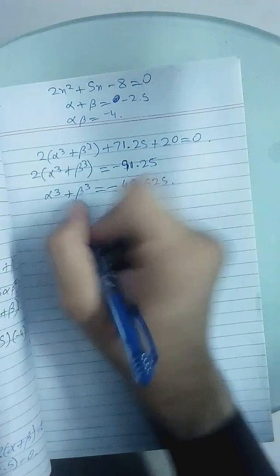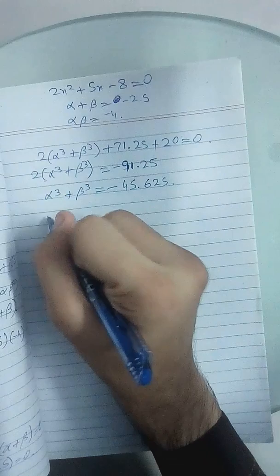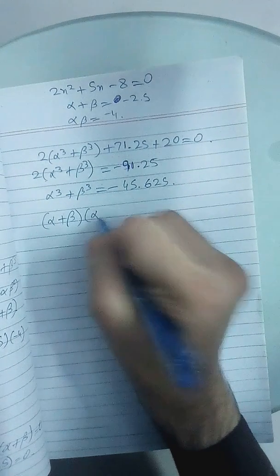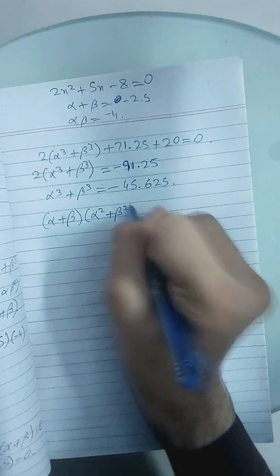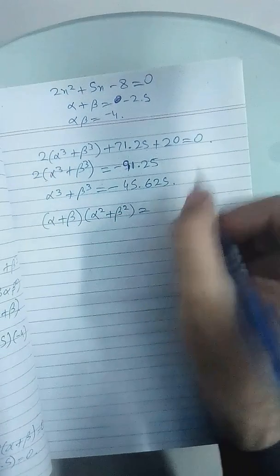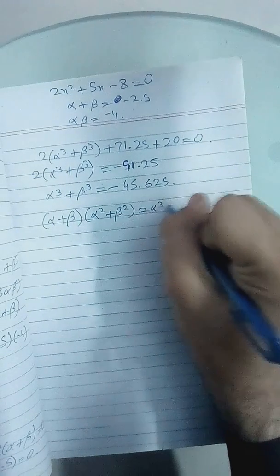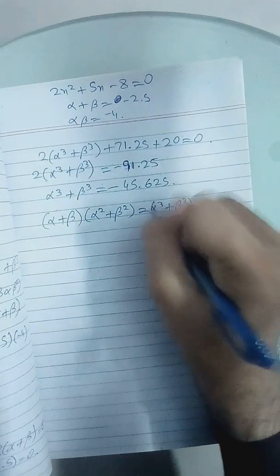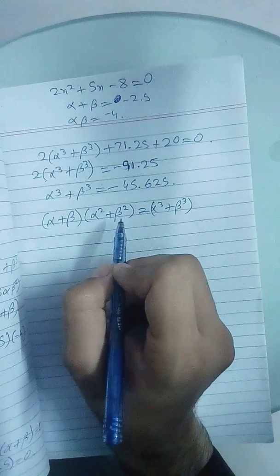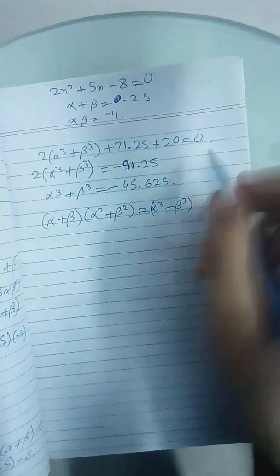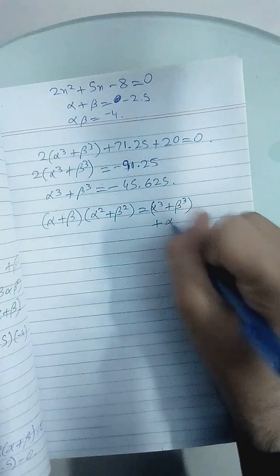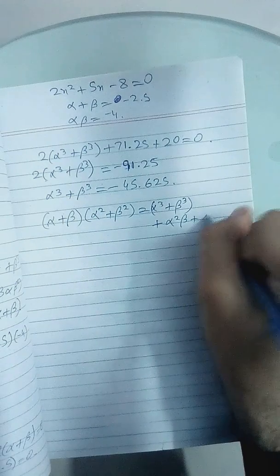Now there's a third method. We are going to try another case. Alpha plus beta multiplied by alpha square plus beta square equals, now we are going to expand this term. It's alpha cube plus beta cube. We are going to multiply alpha by alpha square and beta by beta square. We are going to obtain alpha cube plus beta cube plus alpha square beta plus alpha beta square.